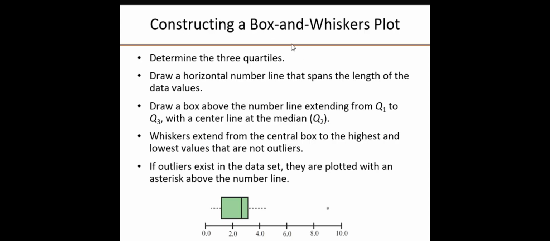So to construct a box and whiskers plot, first determine the three quartiles, then draw a horizontal number line that spans the length of the data values, so all the data values. So if we have the highest value as this number, for instance, if we say that this is 9 and the lowest one is point something, we draw a line that embraces all these values with a scale. And then we draw a box above the number line extending from Q1 to Q3. So a box from Q1 to Q3. And then the median should be within that, right?